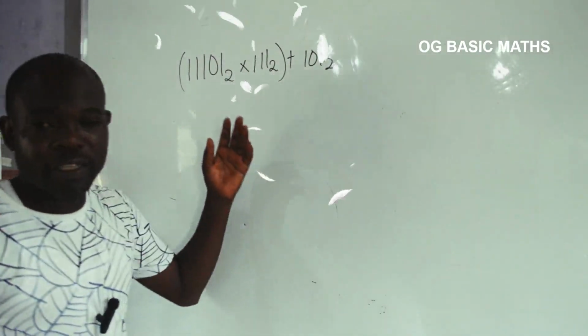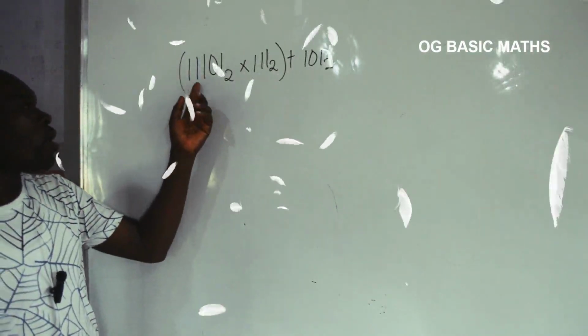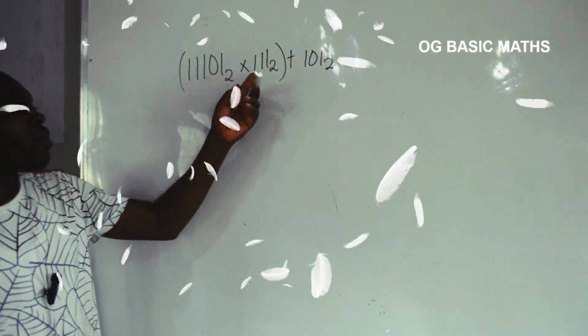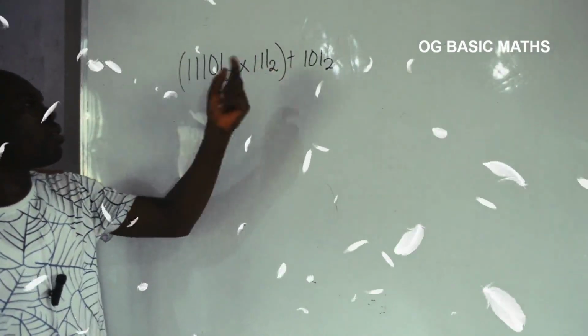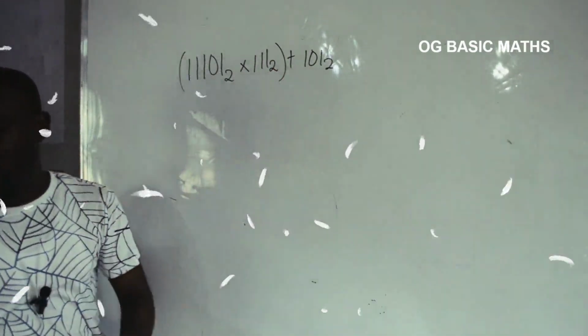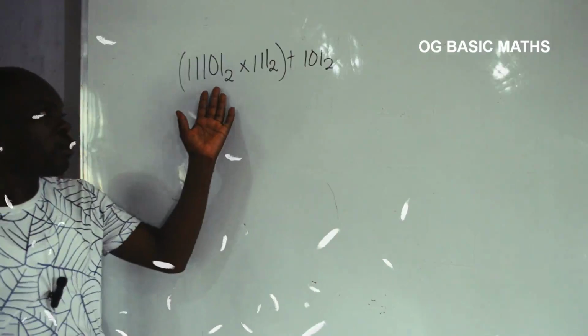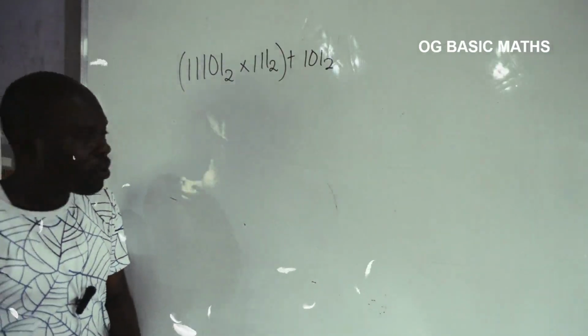So we have this now to simplify: 11101 base 2 times 1 base 2, bracket open and close, plus 101 base 2. The first one we're going to solve is the one in bracket. Okay, so we have this.